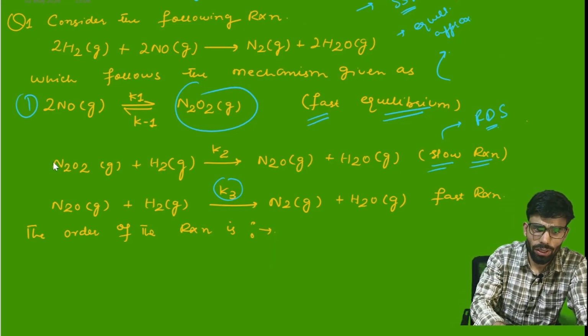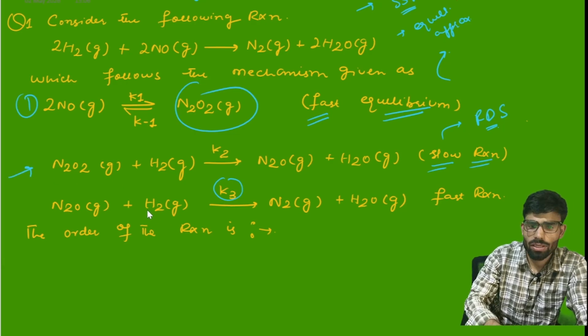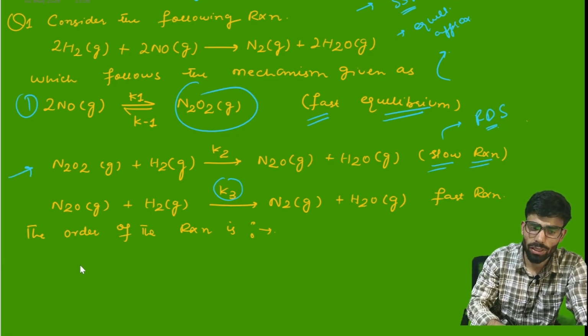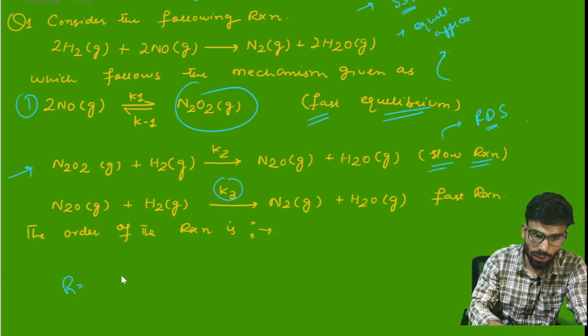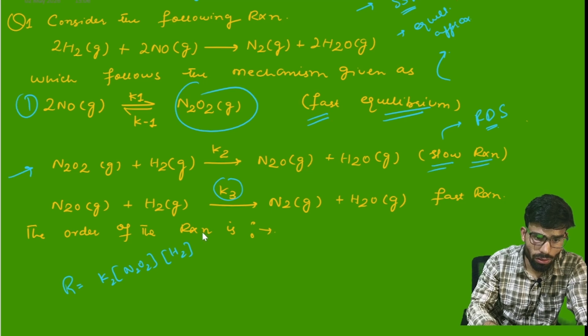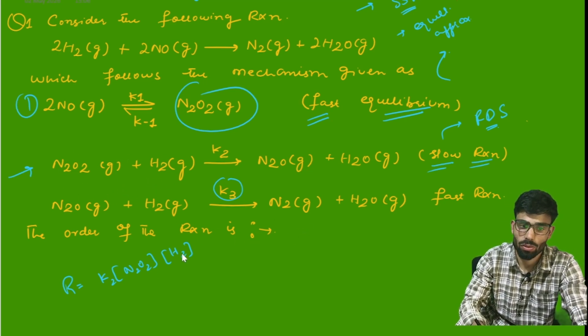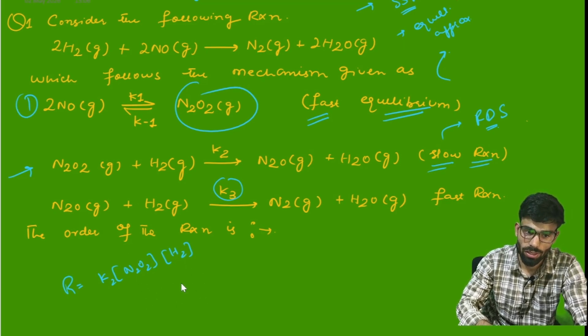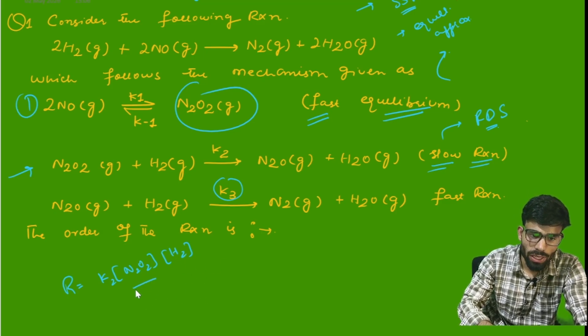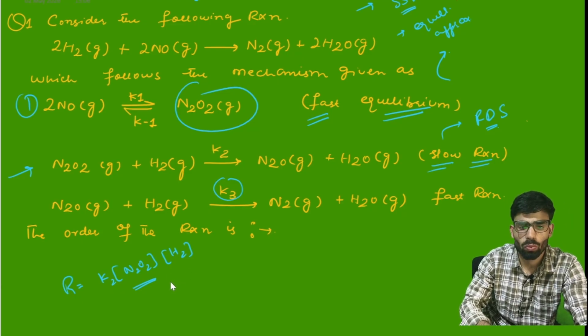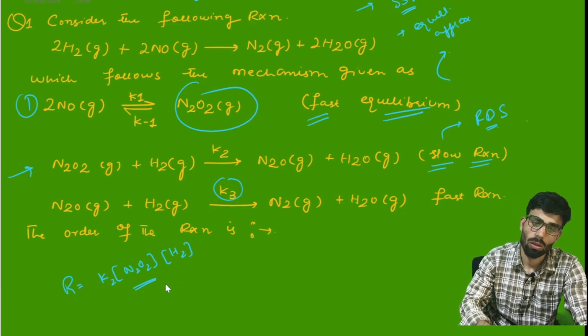So here the rate determining step is the second step. So I will be writing the rate expression from this step. The rate will be equal to K2, because here I am writing the rate expression in terms of the reacting species involving reactants. But here N2O2 is an intermediate, and we don't want our intermediate to be in the overall rate expression.